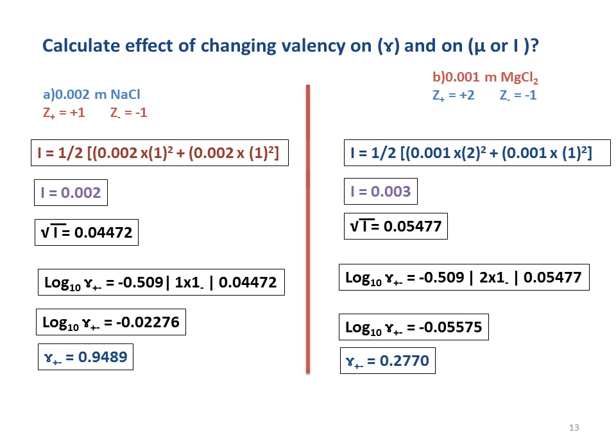When ionic strength is increased, the gamma positive negative value, the mean ionic activity coefficient, will be decreased, as ionic strength is inversely related to the mean ionic activity coefficient. So gamma positive negative for the first case is 0.9489, and for the second case gamma positive negative is equal to 0.2770.